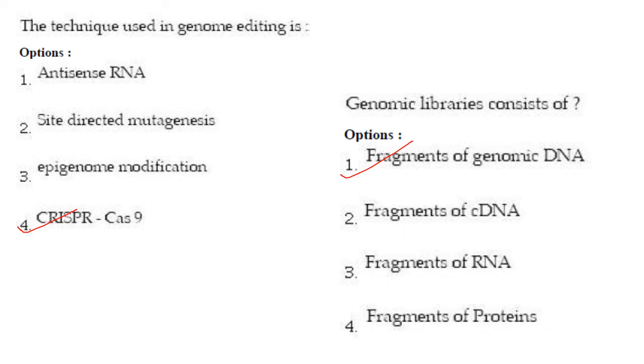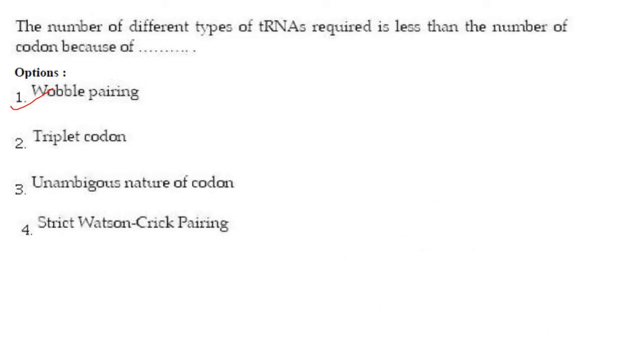Next one. Genomic libraries consist of option 1, fragments of genomic DNA, 2, fragments of cDNA, 3, fragments of RNA, 4, fragments of proteins. Answer is option 1, fragments of genomic DNA. Next one. The number of different types of tRNAs required is less than the number of codons because of option 1, wobble pairing, 2, triplet codon, 3, unambiguous nature of codon, 4, strict Watson-Crick pairing. Answer is option 1, wobble pairing.